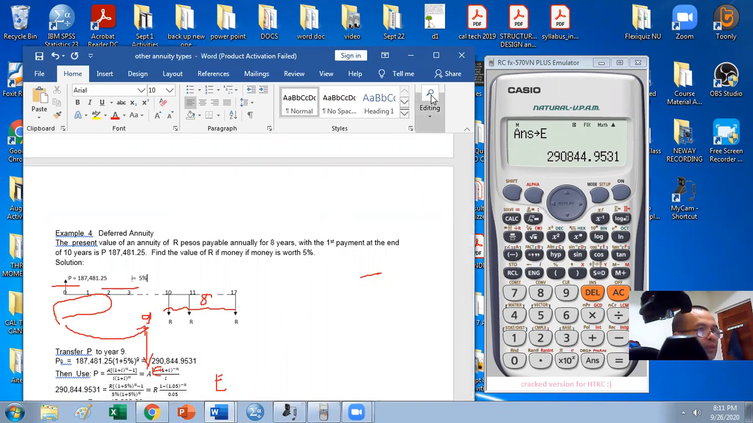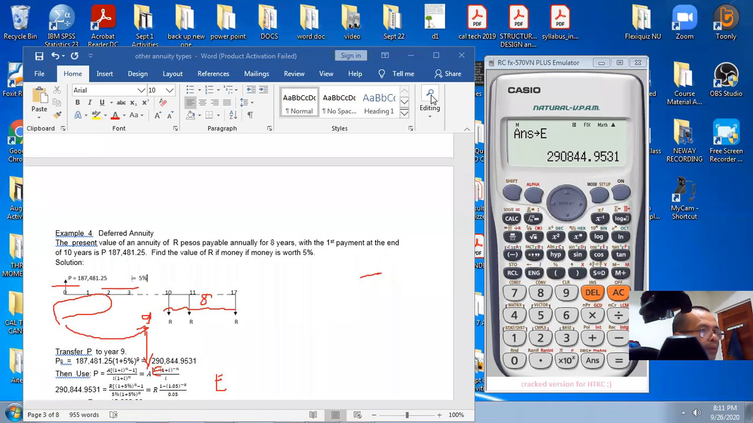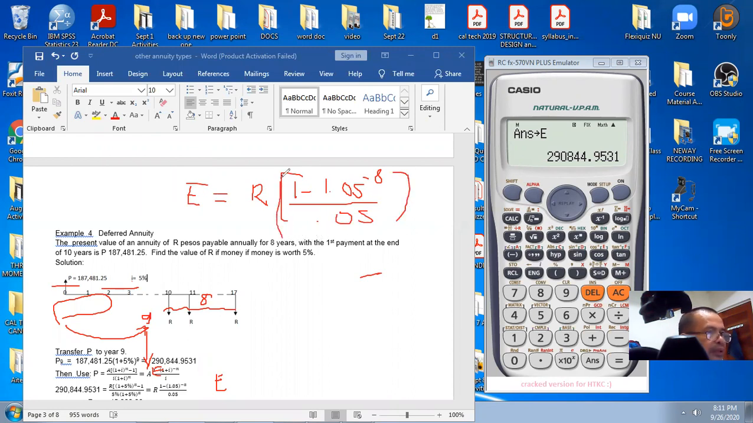Ito na yung formula. Sulat ko na lang. E is equal to what? E is equal to yung R, times 1 minus 1.05 raised to the negative, ilan lahat yan? 8 lang. Divided by what? Divided by 0.05. So all you have to do is to compute this, and then you can compute R.